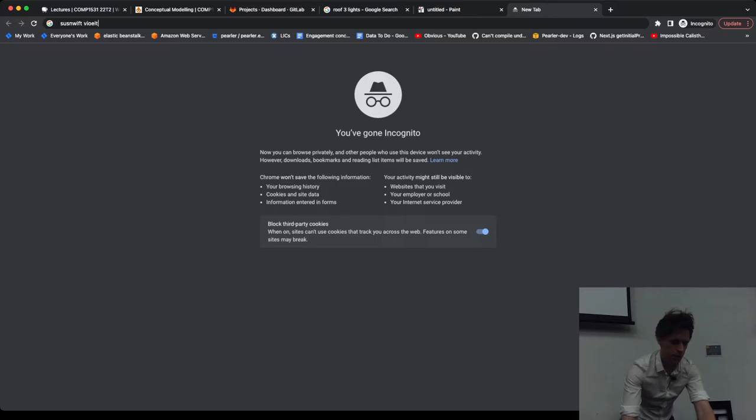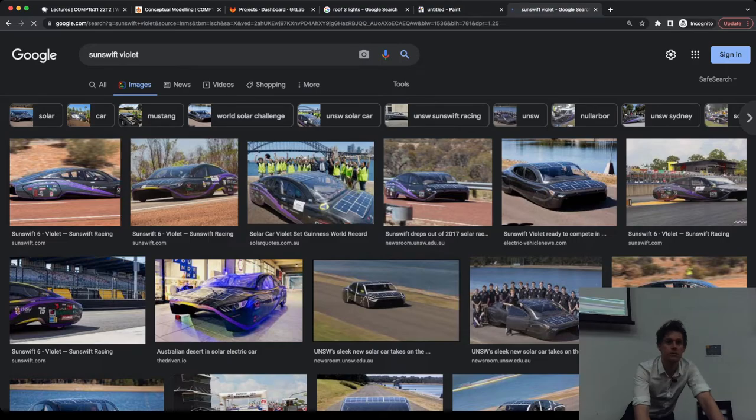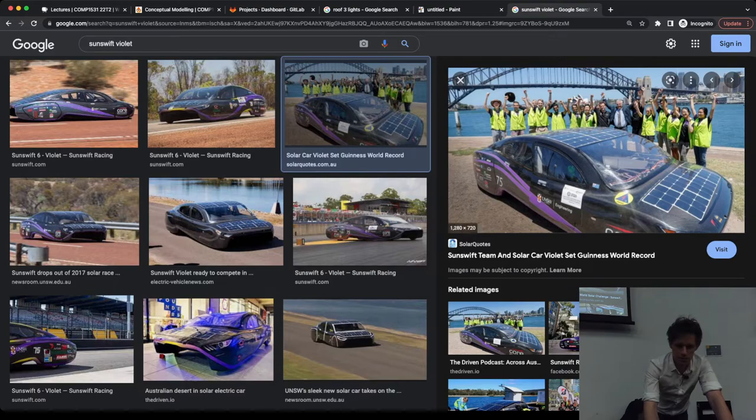If you have seen this around, is this car still in Tyree? Did they leave it in Tyree? Has anyone looked in Tyree? Yeah. So this car is still in Tyree.